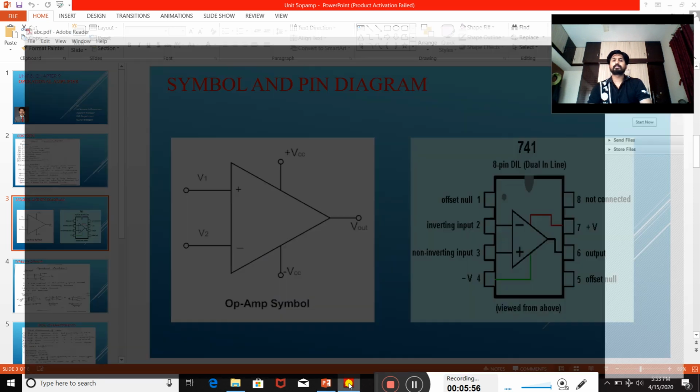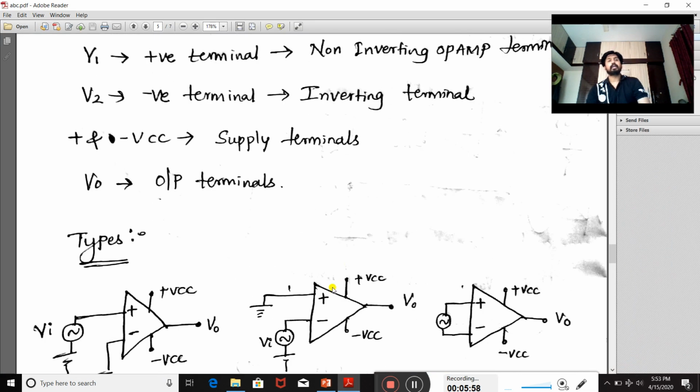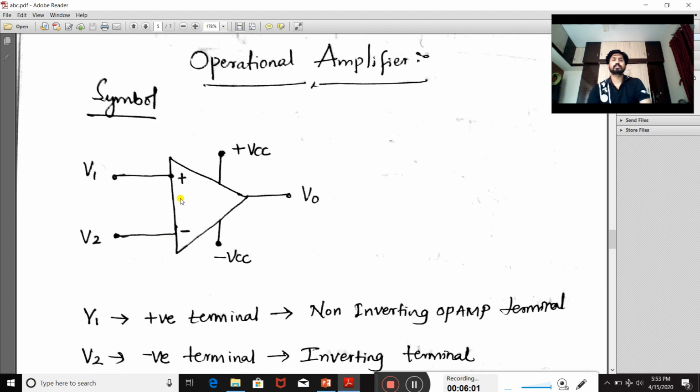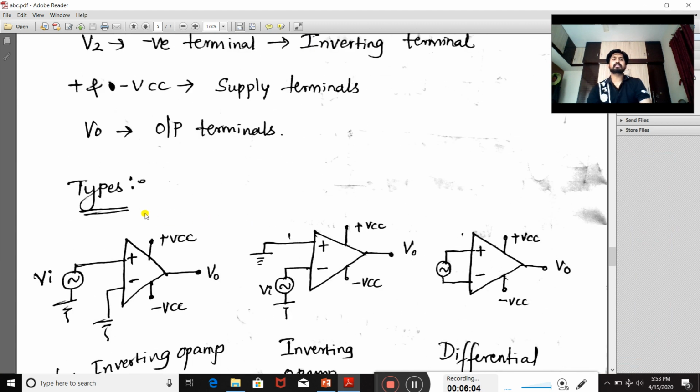Let me begin with its types. Here again this diagram shows the symbolic representation only. Now I am interested in the types of operational amplifier. This operational amplifier is classified basically into three types, based on where you connect the signal. Two input terminals are there, so at either side you can connect the signal, or you can connect the source between the two terminals. Hence there are a total of three ways to connect the source or signal, and hence it is classified in three ways.